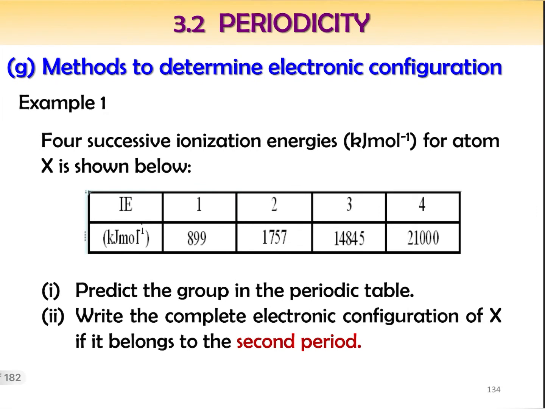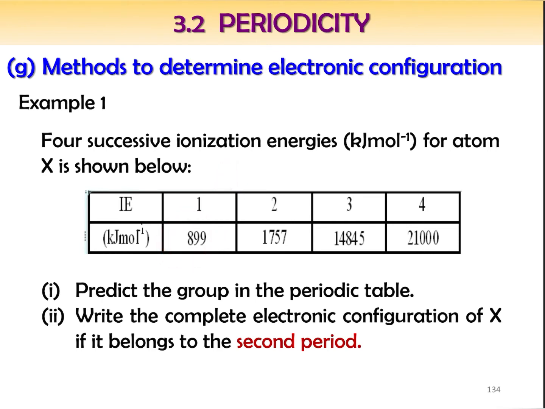Okay, so let's have a look at this example. Okay, so you are given atom X, okay, and you are given this set of data. So from this set of data, maksudnya the first IE ni adalah first IE. So to remove the first electron, you need this much amount of energy.